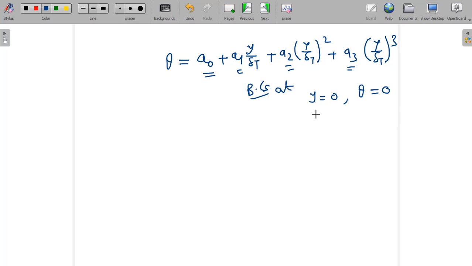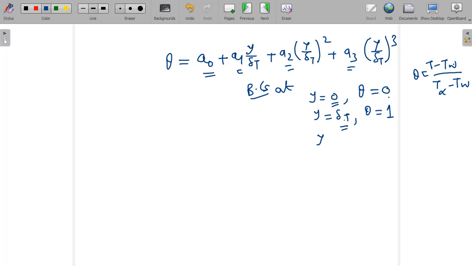Okay, and at y is equal to delta t, theta is equal to 1. Remember, what is this theta? That is (T minus T wall) by (T infinity minus T wall). So when y is equal to 0, temperature is the wall temperature, so T wall minus T wall, that is why theta will become 0. At y is equal to delta t, T will become T infinity, so (T infinity minus T wall) divided by (T infinity minus T wall), that is 1.